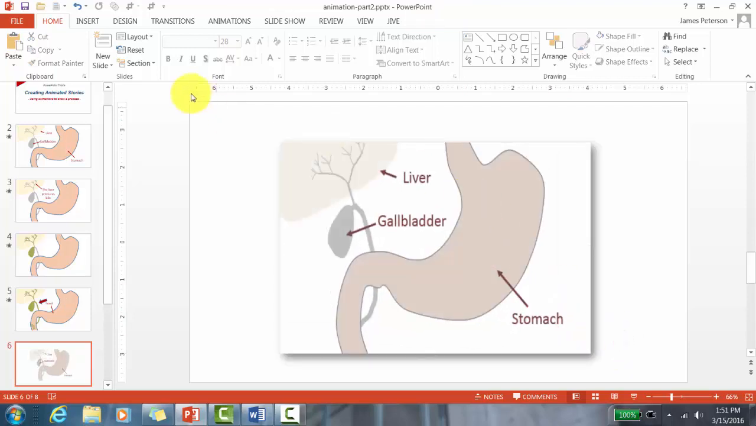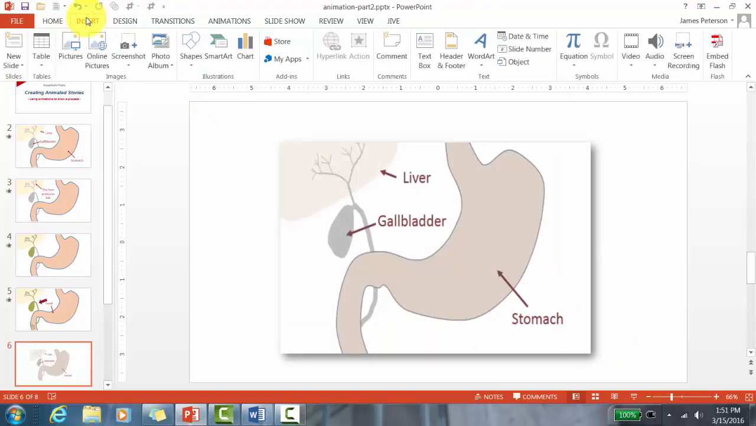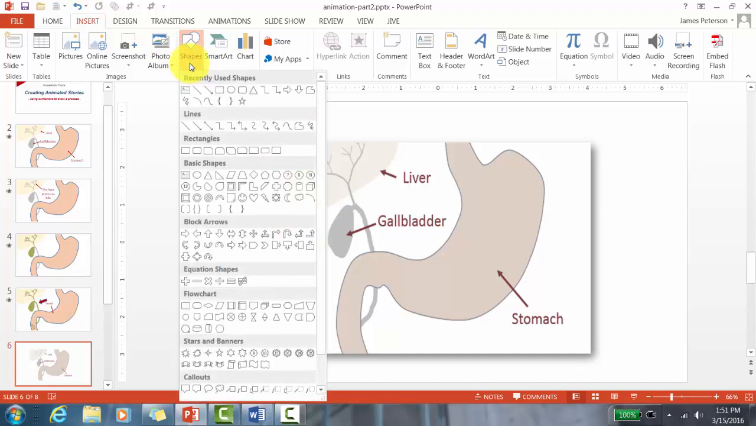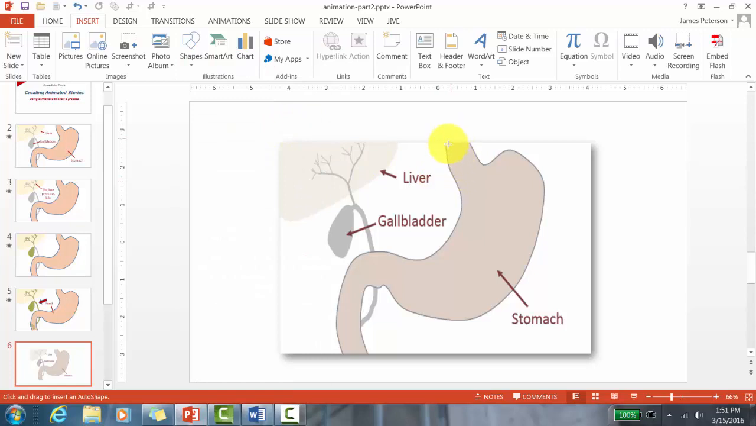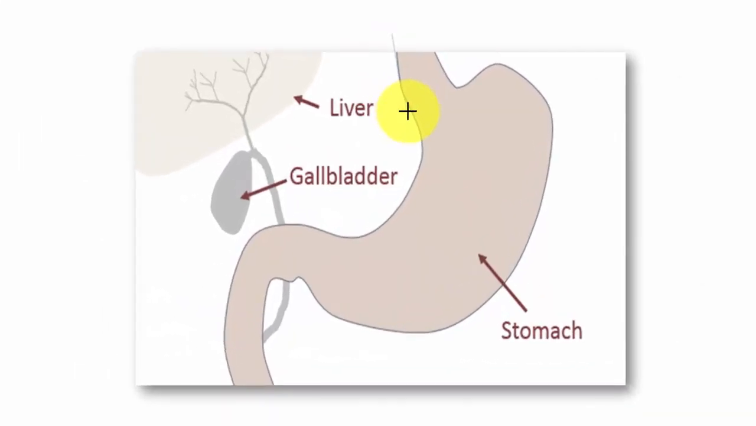The first thing I'm going to do is I'm going to go up to Insert, and then I'm going to click on Shapes, and then I'm going to click on Curve. And what I'm going to do is I'm going to trace this object to try to make the stomach. And I'm going to go a little bit beyond because I want it to go off the slide. So I'm going to start here. So you're just going to trace the shape. Drag your mouse 1 or 2 millimeters and then left click on your mouse button.